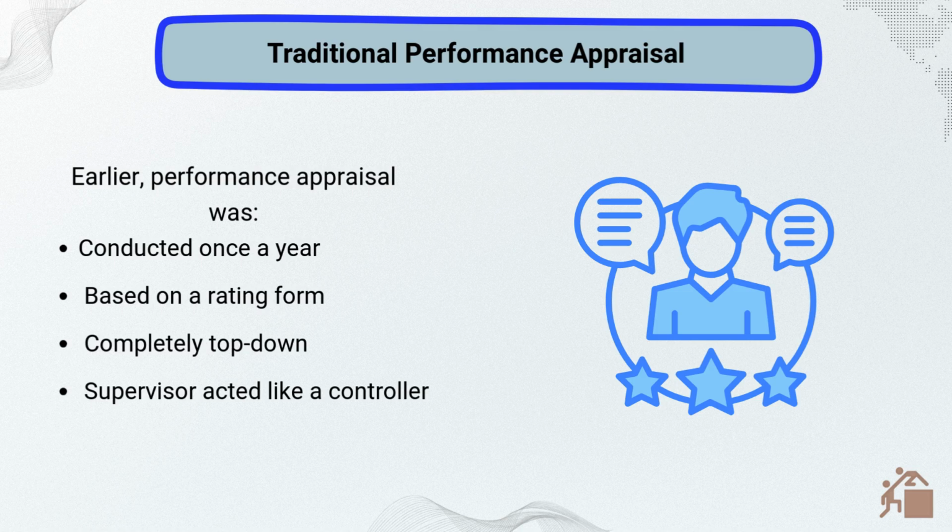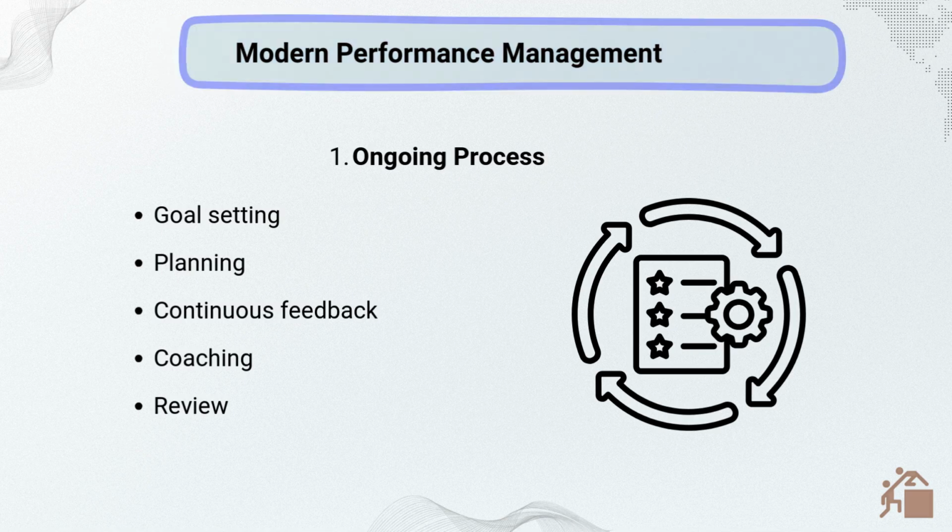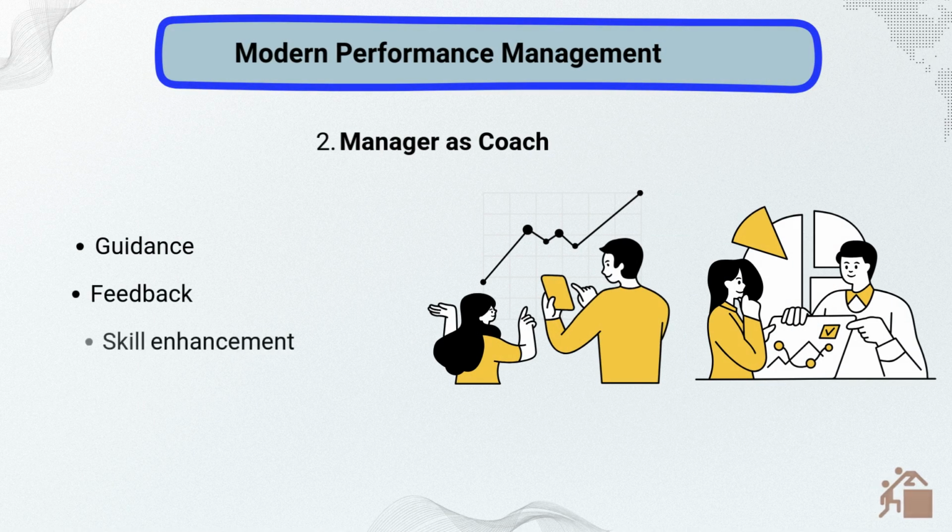But here's the issue. Performance is dynamic. So how can evaluation be static? Waiting 1 year to correct a performance gap is inefficient. That's why modern performance management was adopted. Modern systems treat performance management as a cycle. Goal setting, monitoring, feedback, coaching, review, and reset goals. This is strategic alignment.